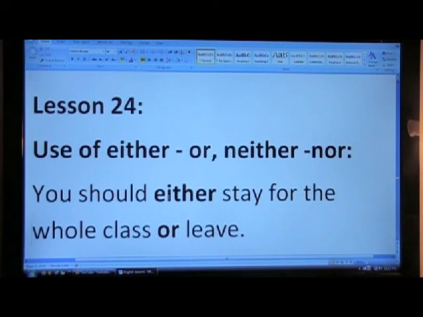Lesson 24. Use of either or neither or nor. We usually use either or together in a sentence and neither nor together in a sentence. You should either stay for the whole class or leave. So that's an option. You say either or. You should either stay for the whole class or leave.